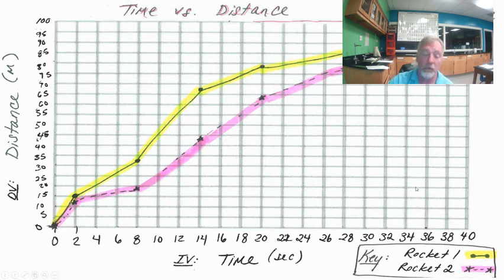If we have 2 sets of data, we need our key, and we labeled our key down here. Rocket 1 is yellow with a solid line and circles. Rocket 2 is pink with stars and dashed lines. The final thing we have to do is put our title on here. We're going to label our independent variable, time, versus distance, distance being our y-axis. So there's an example of a graph for you guys.